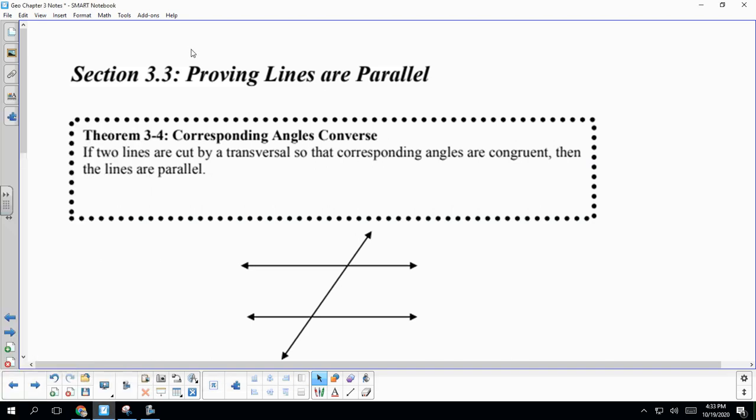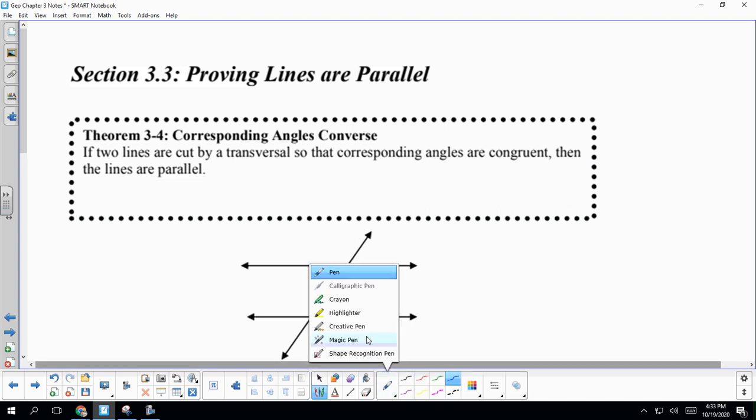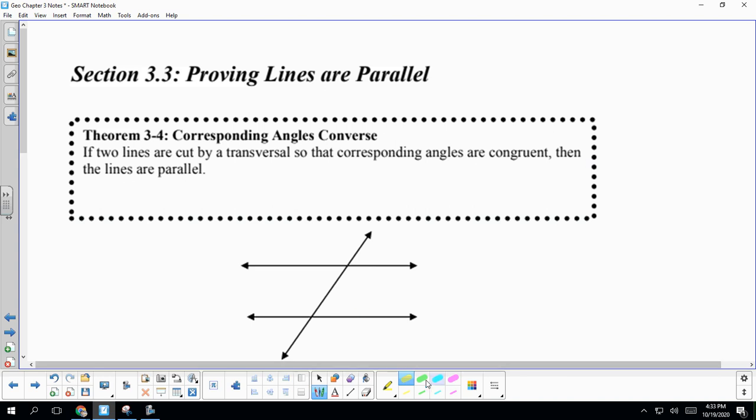Chapter 3, Section 3, Proving Lines Are Parallel. Okay, we have several properties that we are going to be talking about, and so I want to make sure you guys write them all down.